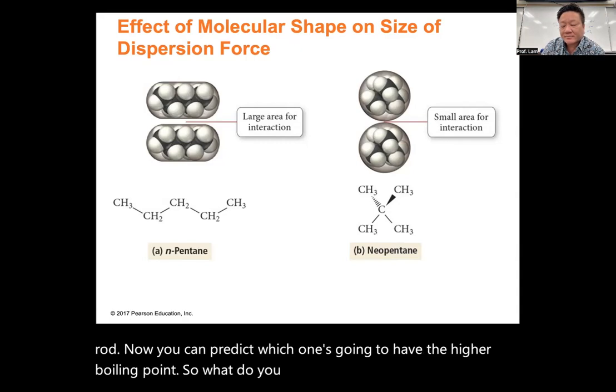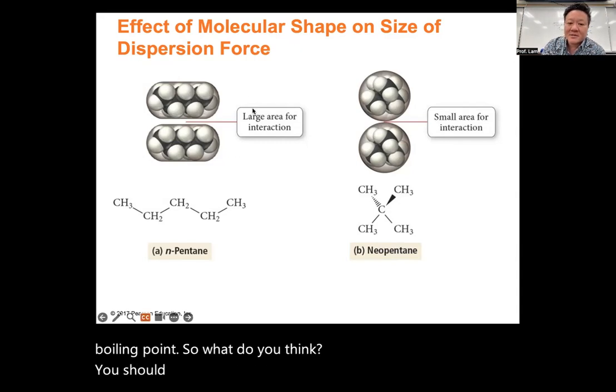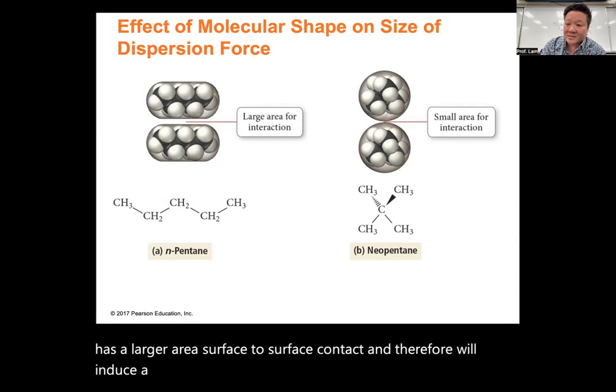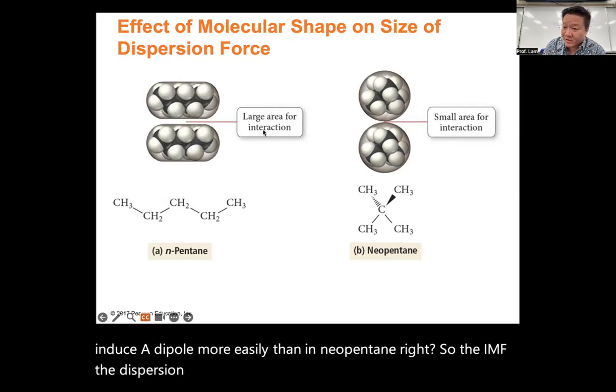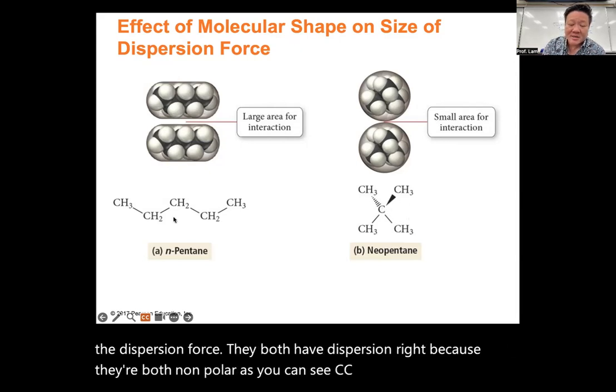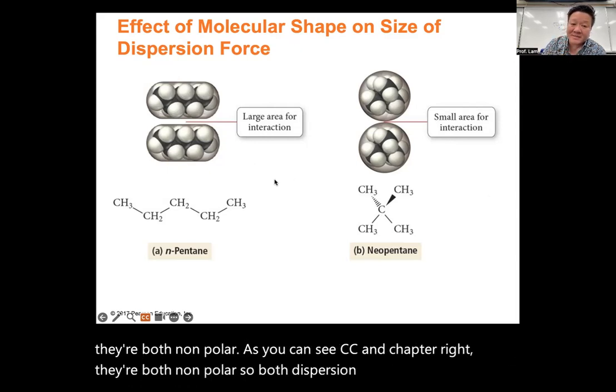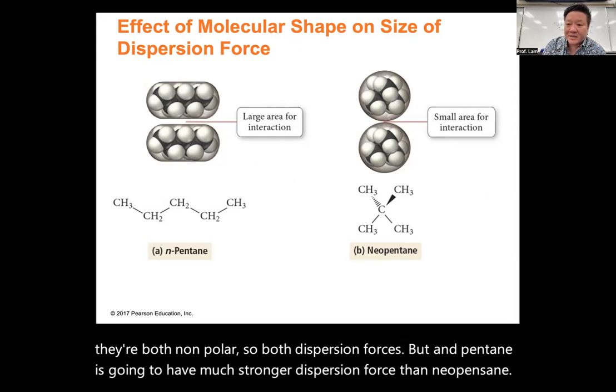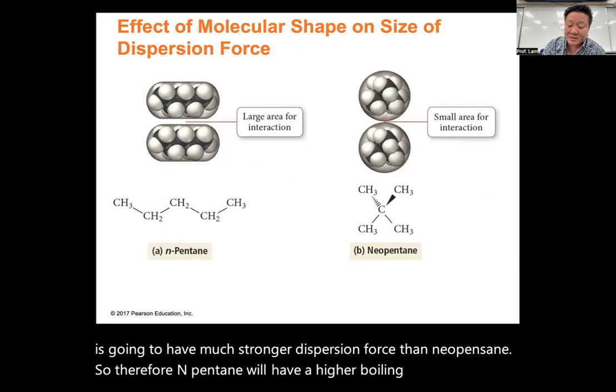So what do you think? You should say n-pentane has the higher boiling point because it has a larger surface-to-surface contact area, and therefore will induce a dipole more easily than in neopentane. So for the IMF, they both have dispersion forces because they're both nonpolar, as you can see, C-C and C-H. But n-pentane is going to have a much stronger dispersion force than neopentane. Therefore, n-pentane will have a higher boiling point than neopentane.